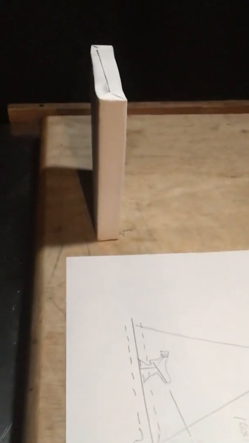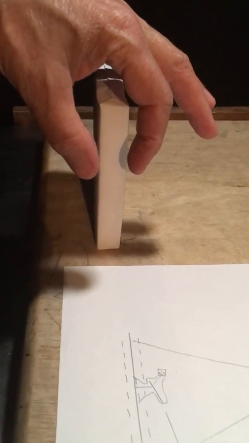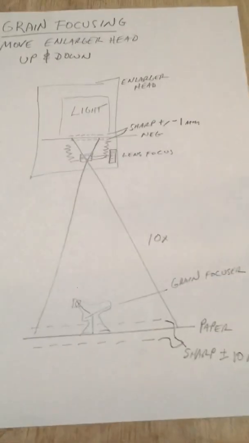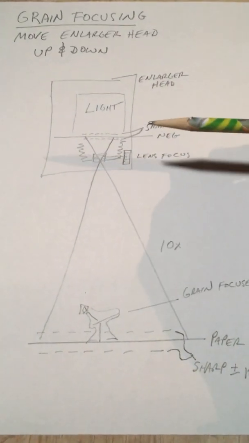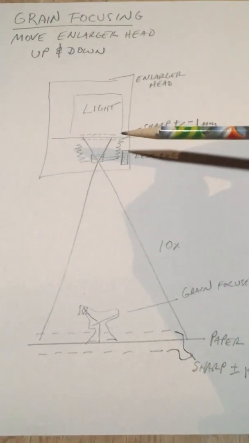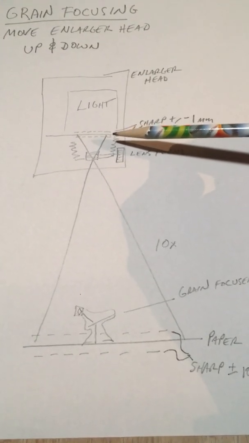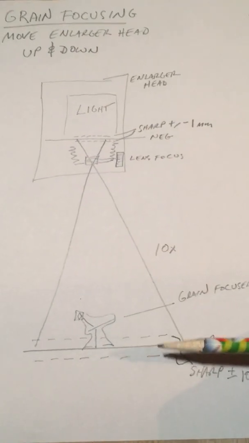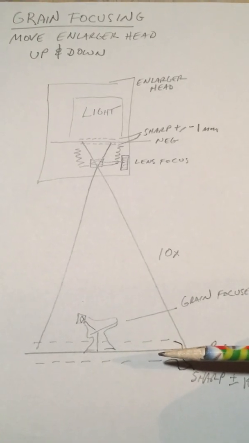A while back I demonstrated that over about 5/8 of an inch, you can't tell the difference in focus at the paper plane. The setup is simple. You've got a 35 millimeter negative being enlarged, and as you focus using the lens, you have very little room for maneuvering, about a millimeter. On the enlargement side, you have about 10 millimeters, about 5/8 of an inch range.